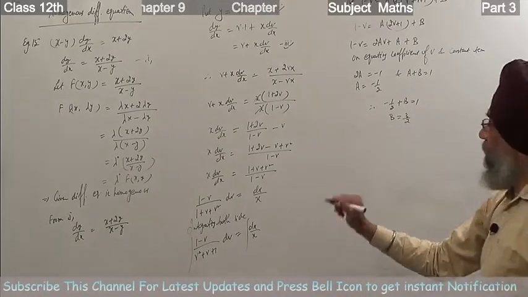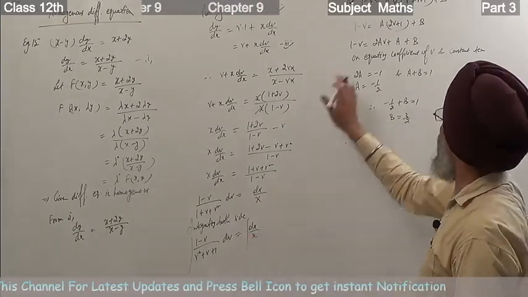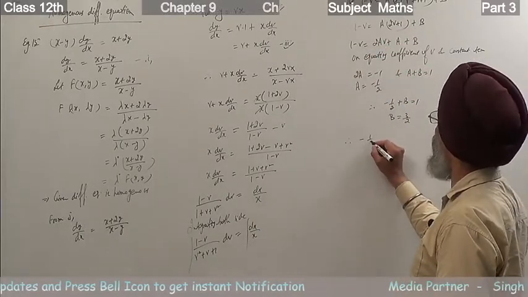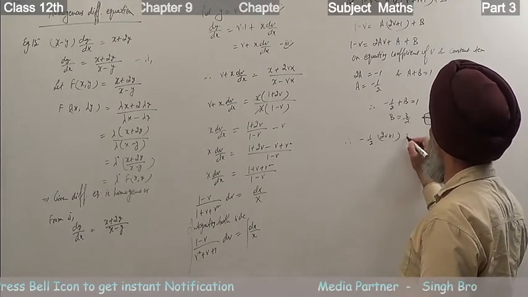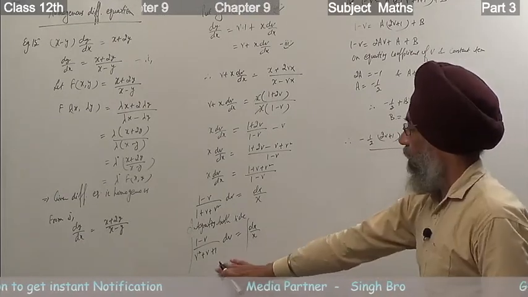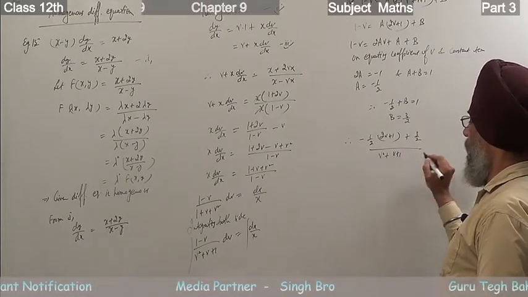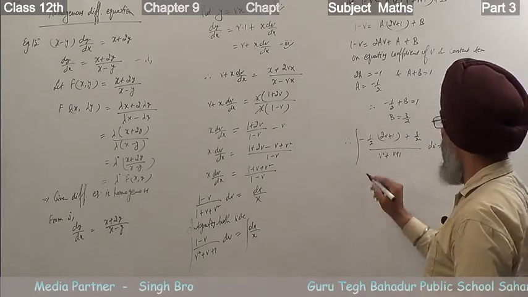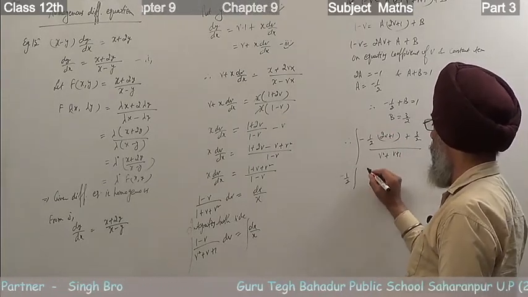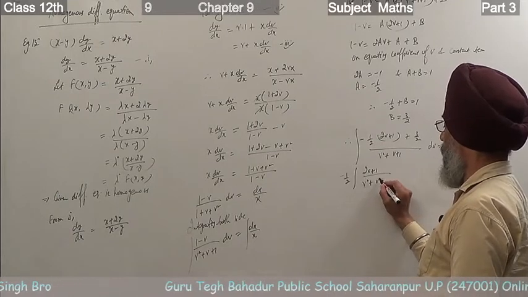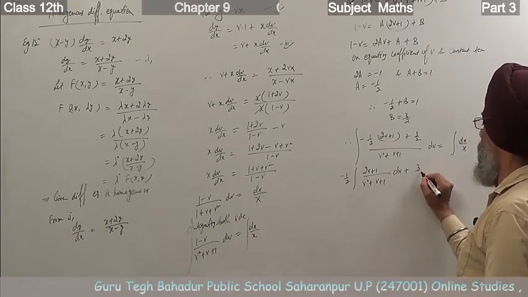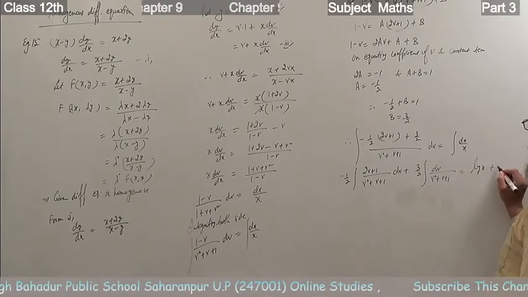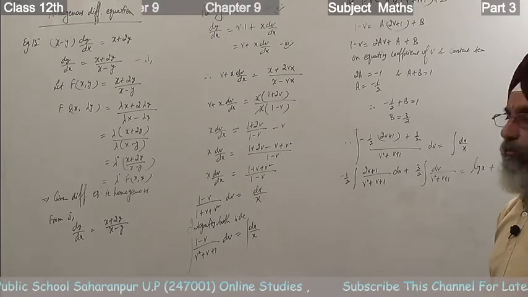It means that this integration becomes, with 1 minus v as a(2v plus 1) plus b, minus half (2v plus 1) plus 3 upon 2, upon v square plus v plus 1, dv, equals dx upon x. You can write it as minus half integral of 2v plus 1 upon v square plus v plus 1 dv, plus 3 upon 2 integral of dv upon v square plus v plus 1, equals log x plus c, or log c as we required because it's a constant.